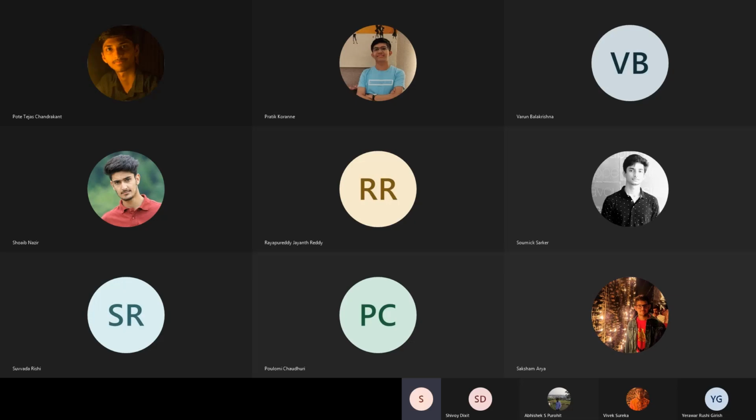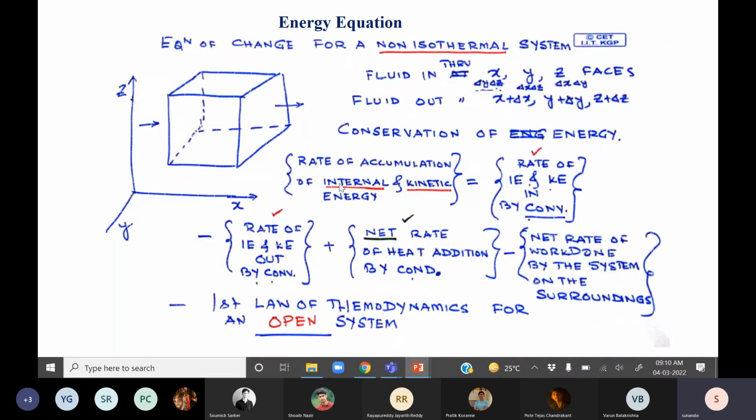We have drawn over here. So the rate of accumulation of internal and kinetic energy, we need to consider also the kinetic energy, because the total energy is going to be a sum of internal and kinetic energy taken together. So it's in by convection, out by convection, for whatever heat that you are going to add by conduction to this, and whatever be the work done by the system on the surrounding.